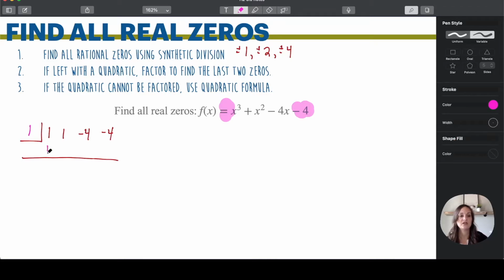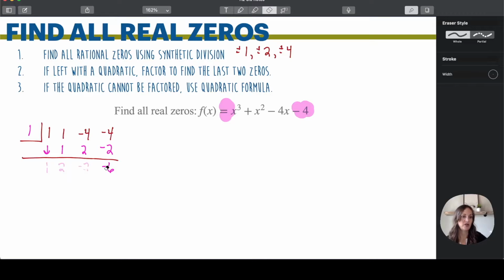I am always going to start with 1 because 1 is always the easiest number to put in the shelf. So if I use 1, I'm going to bring down a 1. 1 times 1 is 1. 1 plus 1 is 2. 1 times 2 is 2. Negative 4 and 2 give me negative 2. 1 times negative 2 is negative 2. That gives me a negative 6. Okay, that did not work because we don't have a remainder of 0. So we get to start over.